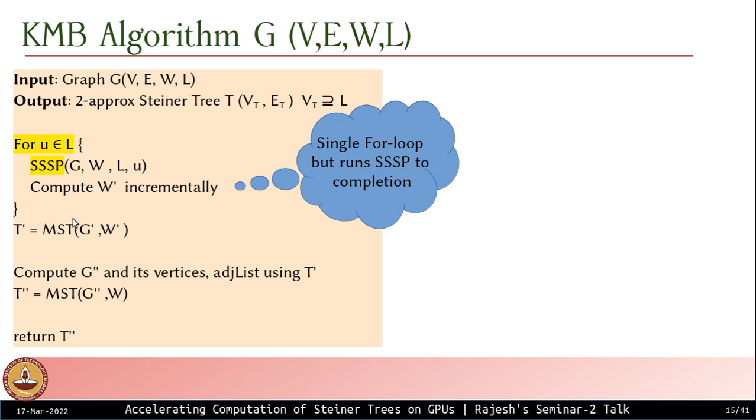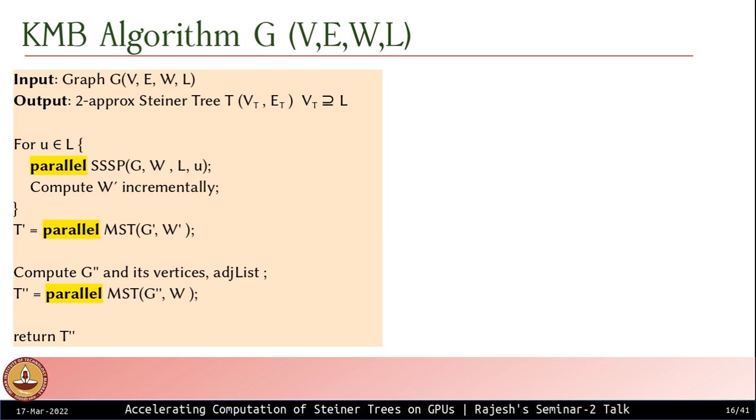But notice we only wanted shortest path information from one terminal to another terminal, right? But this SSSP runs to completion. So by completion, what do we mean? It runs from a source to every other vertex, every other n-1 vertices, right? Yes. This is a chance for improvement, and this is what we have implemented in our optimization. Okay, so before we get to that, how do we parallelize this algorithm?